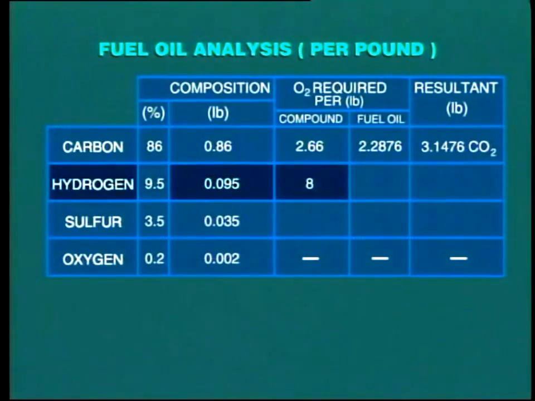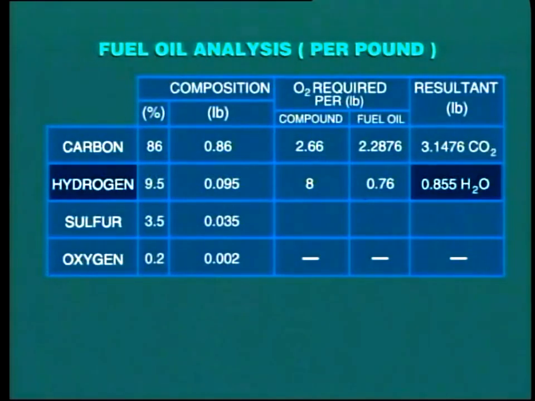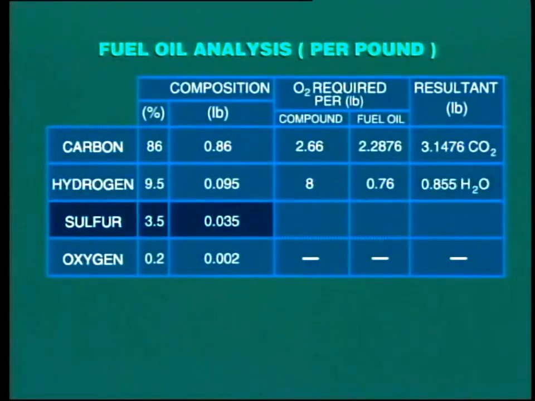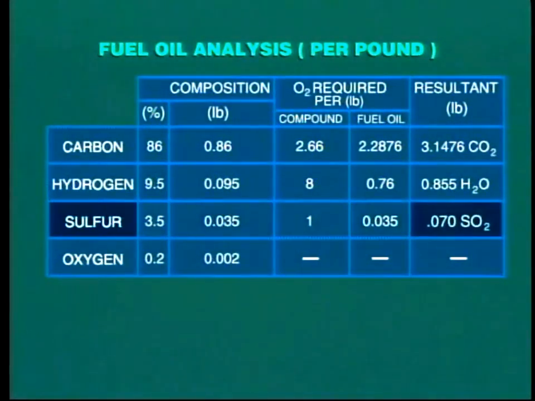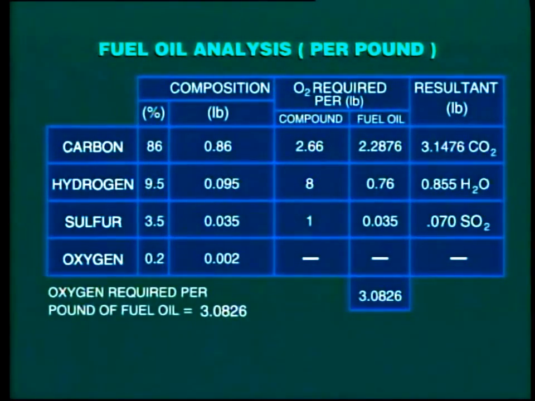Now let's look at the hydrogen content, that is 0.095 pounds. Multiplying this by 8, we find that 0.76 pounds of oxygen needs to be provided, with the resultant production of 0.855 pounds of H2O in the form of vapor. The sulfur content for each pound of fuel is 0.035 pounds. We need to provide the same quantity of oxygen, that is 0.035 pounds, and the resultant reaction forms 0.07 pounds of sulfur dioxide, SO2.